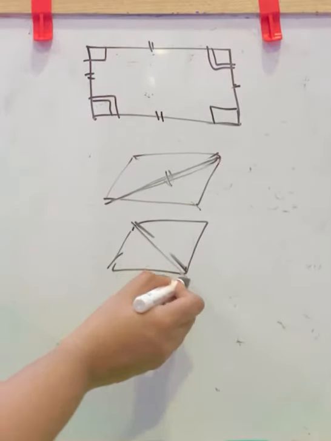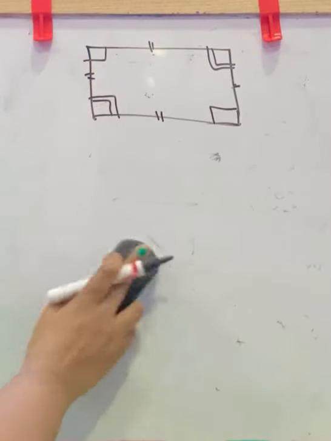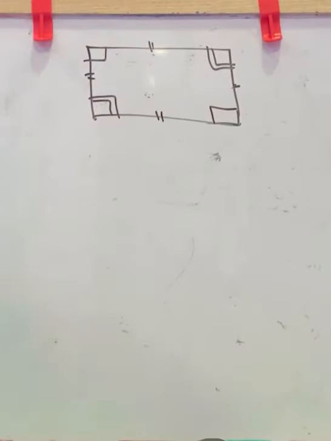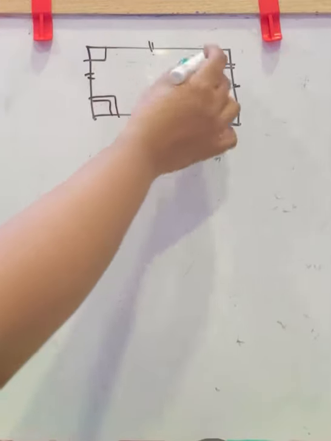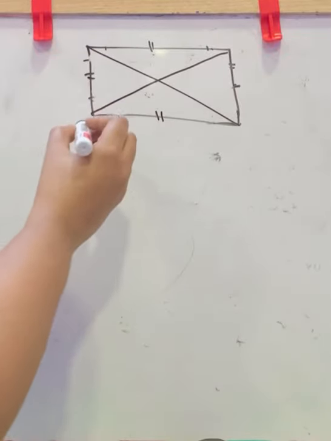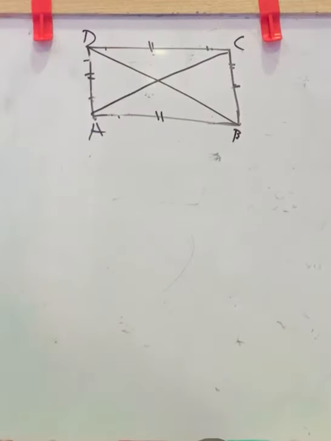That is, this diagonal and this diagonal will be equal. That we have to prove now. We already know that it is a parallelogram. With that we are proving diagonals also are equal in a rectangle. That is the extra property for a rectangle other than a parallelogram. Also here all are 90 degrees. Let us draw the diagonals in this rectangle. We will name the rectangle A, B, C, D. Now to prove diagonals are equal, we will split this rectangle into two triangles.